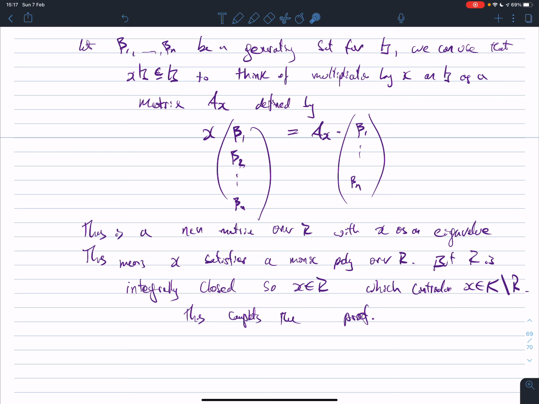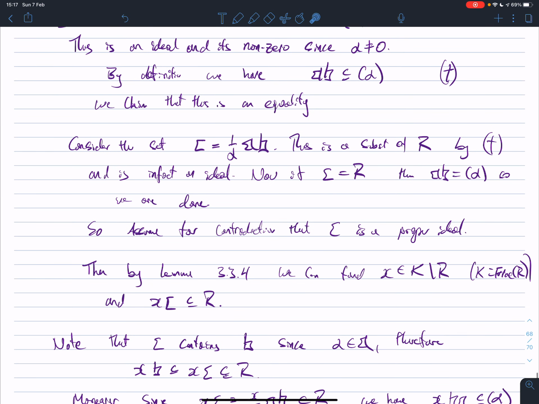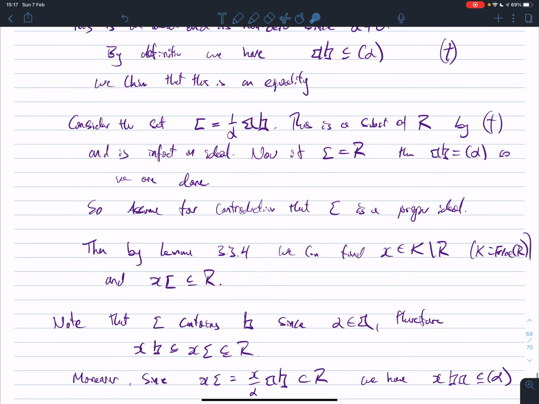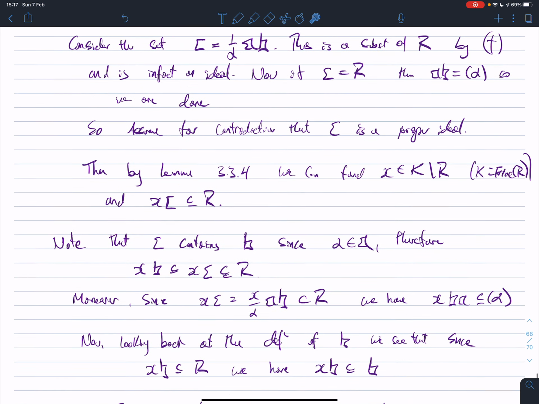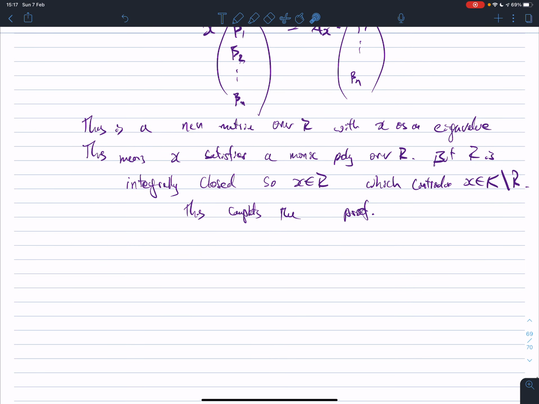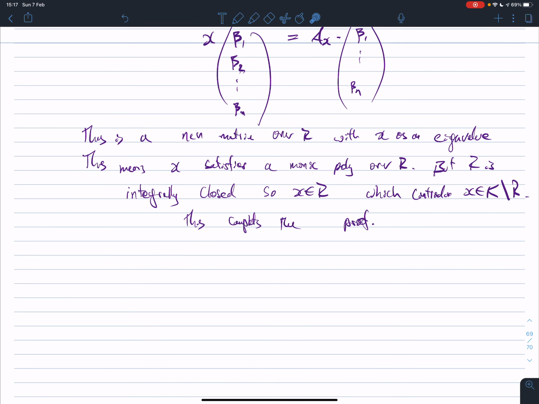So what did I contradict? I contradicted the fact that this ideal C wasn't the whole ring. I said, assume for contradiction that C is a proper ideal, so not the whole thing, and now I've arrived at that contradiction. So in fact C is the full ring, and we saw that implied that A times B was the ideal alpha. So for every ideal, I can always find some other ideal which I multiply them together and I get a principal ideal. And this is great.